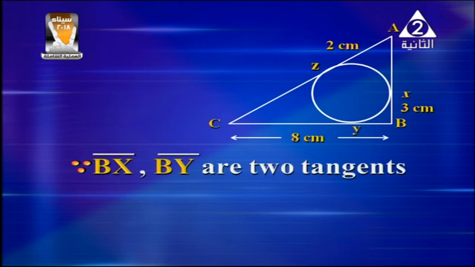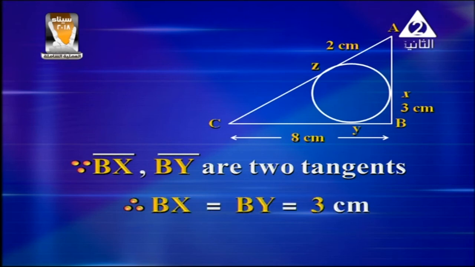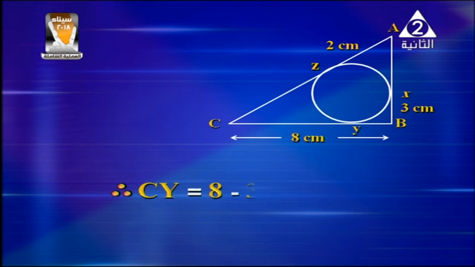So we can say that BX equals BY equals 3 centimeters. Now, BC is 8 centimeters, BY equals 3 centimeters. Can you find the length of CY? Yes, that's correct. So CY equals 8 minus 3 equals 5 centimeters. So the length of the tangent segment CY is 5 centimeters.